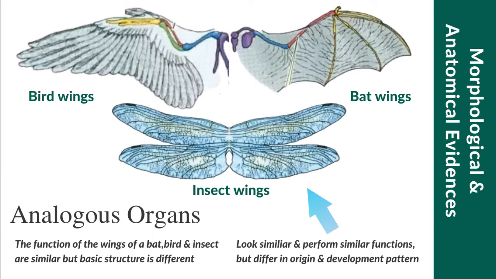Second one is analogous organs. The analogous organs look similar and perform similar functions, but they have different origin and developmental pattern. The function of a wing of a bat, the wings of a bird and wings of an insect are similar, but their basic structures are different.